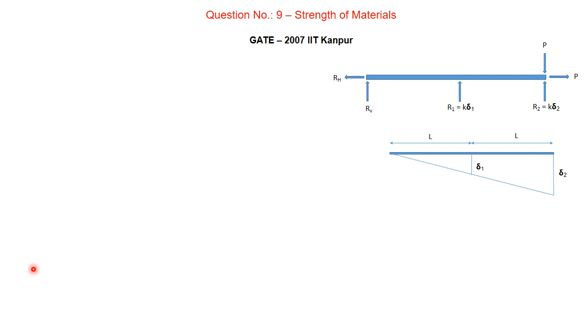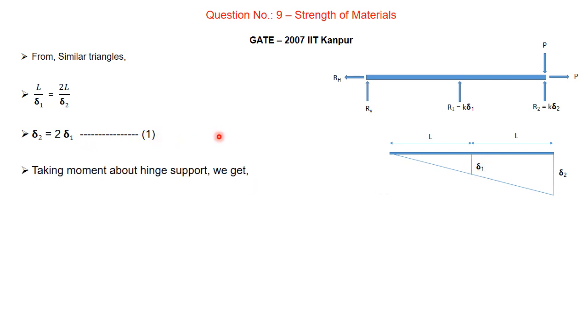Now using the concept of similar triangles here, I can write L by delta 1 is equal to 2L by delta 2. Therefore this L gets cancelled, and I can say that delta 2 will be equal to 2 times delta 1. Here this delta 2 is going to be equal to 2 times this delta 1. I'll say this is equation number 1.